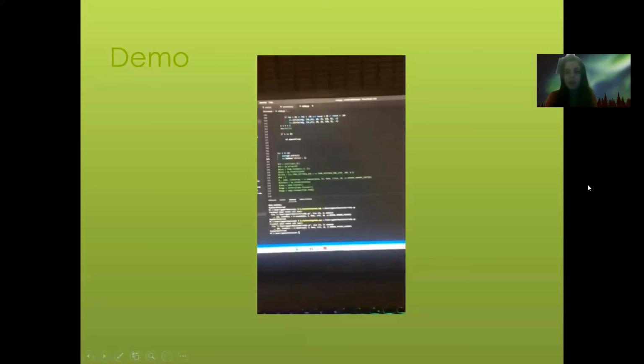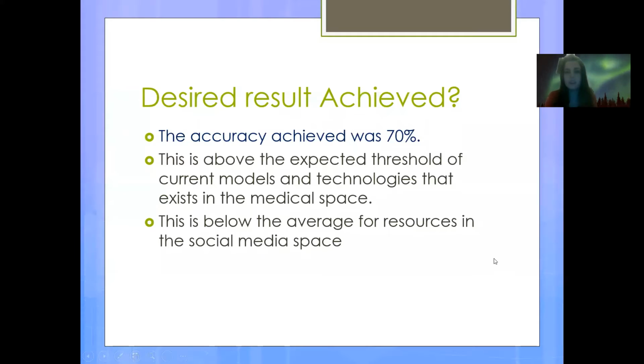So the overall accuracy achieved was 70%. So that's pretty good in medical fields. And maybe not as good as what big social media platforms can perform for animation. So maybe it's not as suitable for virtual reality, but it is good for rehabilitation and tracking people with movement disorders.